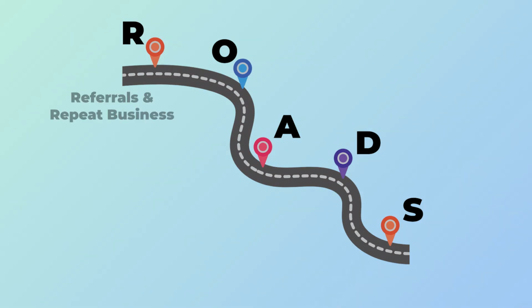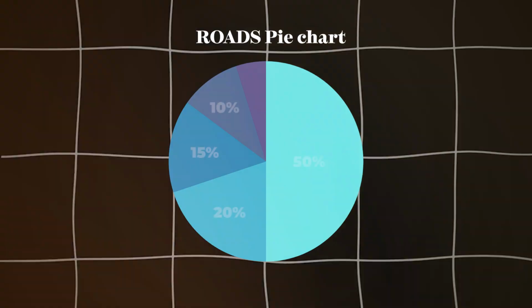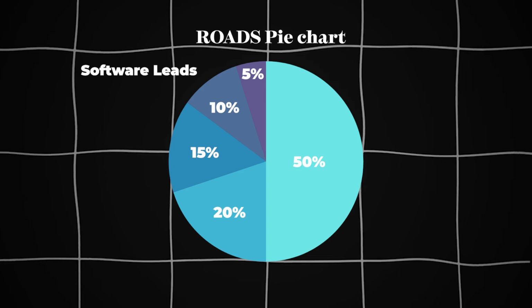So R is referrals, repeat business. O, offline branding. A, authority online. D, digital ads. And then S, which is software leads. And honestly, if you've kind of done your math so far, you could tell that I recommend 5% of your leads should kind of be coming in from this.